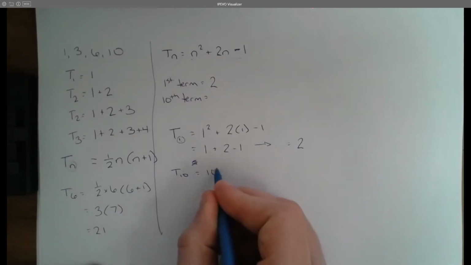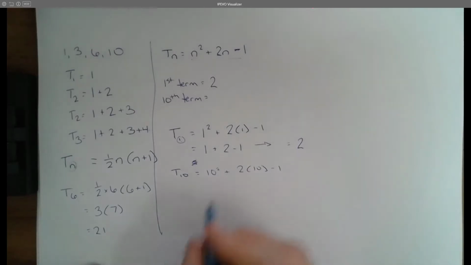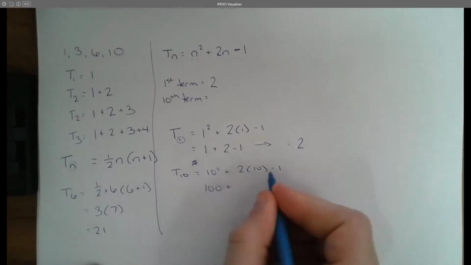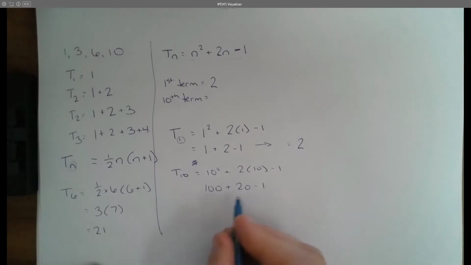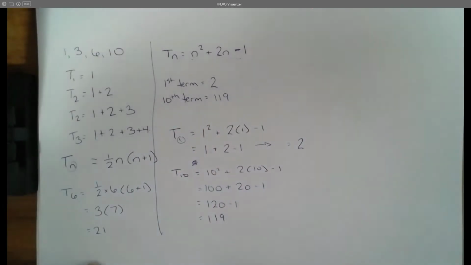t10 equals 10 squared plus 2 times 10 minus 1. 10 squared is 100, plus 2 times 10 is 20. 100 plus 20 is 120, minus 1, which is 119. So the 10th term is 119.